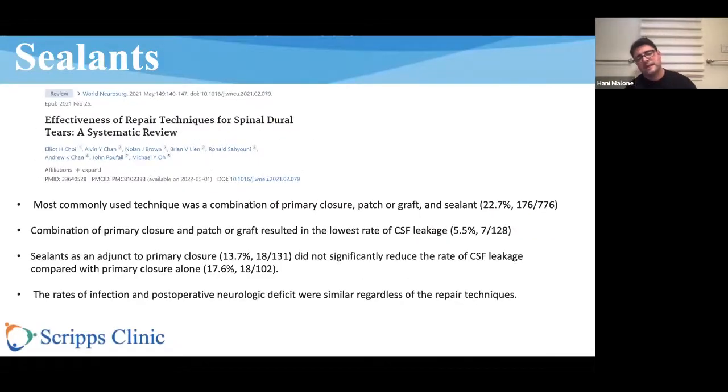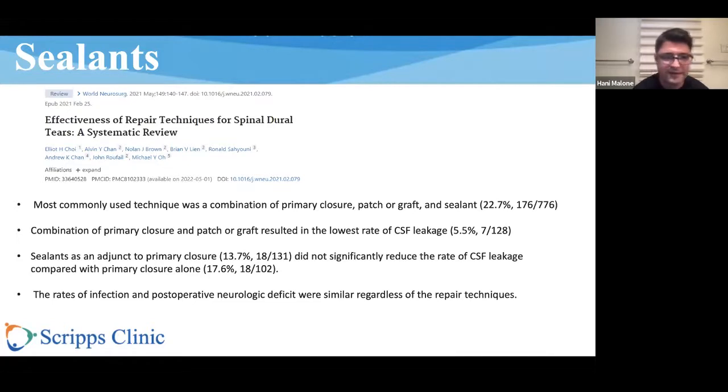Sealants, obviously, are something that most of us use. The one that we have at Scripps is Duraseal. There was a review that looked at this very recently, this year. It was published in February. The most common technique is a combination of trying to close it primarily, using a patch or a graft like Duragen, and then using a sealant like Duraseal. However, the lowest rate they found was just using a primary closure with the graft. The sealant did not increase the success of the repair.